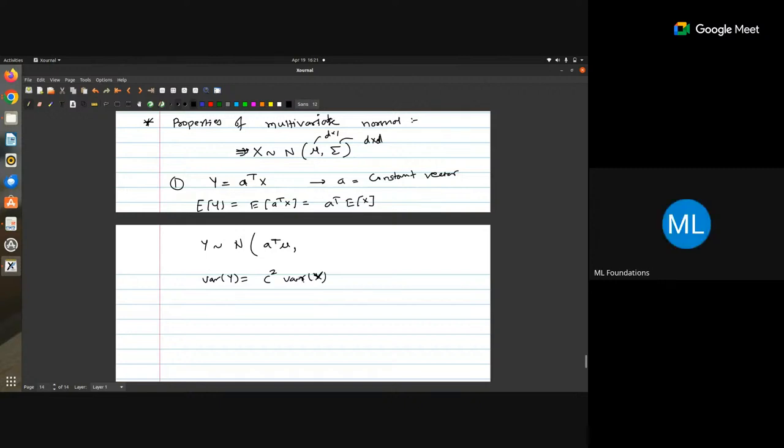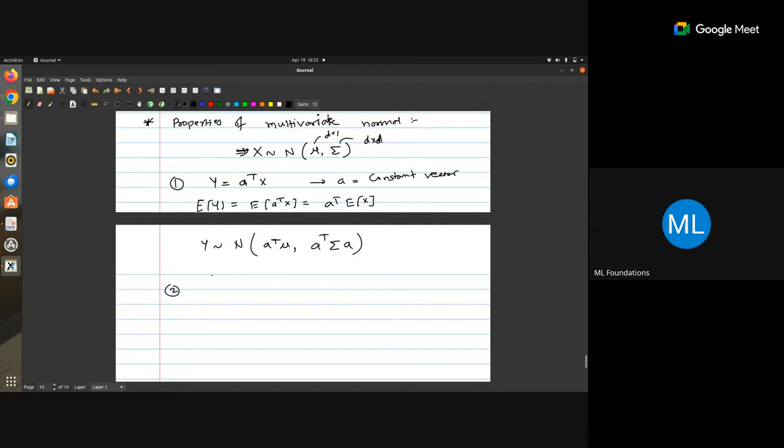And what was the variance of x in this case? Sigma. But you cannot write a transpose squared here. It should be a transpose sigma a. So in vector or matrix format, this will look like this. It is basically the same thing we used to do in basic probability and basic expectation formulas. These are the important properties, and mostly the questions will come from them, so remember those.